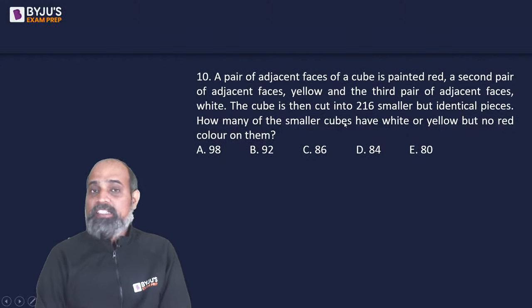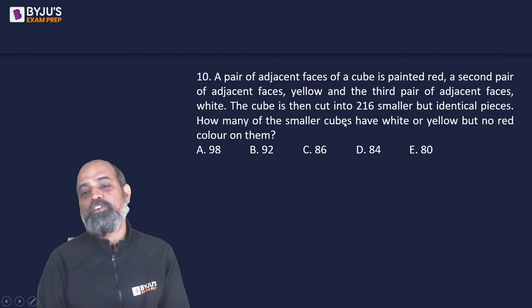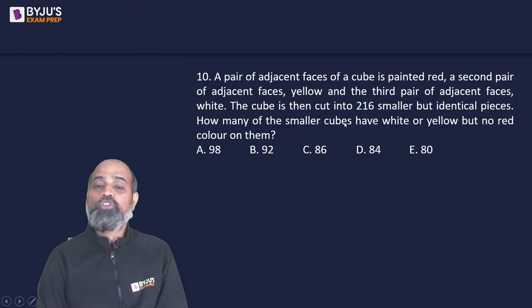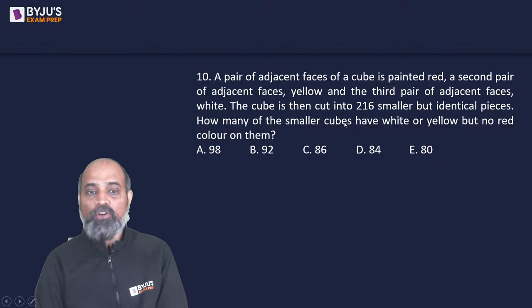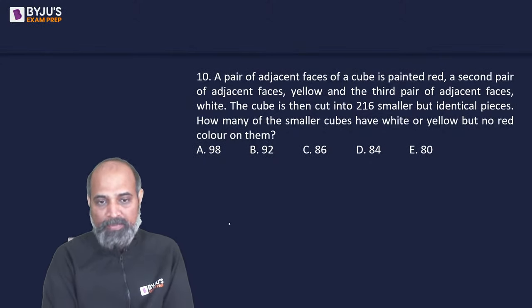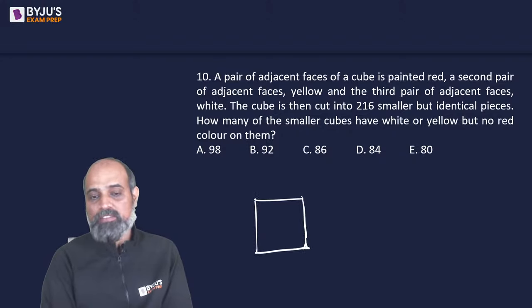A pair of adjacent faces of a cube is painted red. Adjacent. A second pair of adjacent faces yellow, and the third pair of adjacent faces white. The cube is then cut into 216 smaller but identical pieces. How many of these smaller cubes have white or yellow but no red color on them? Now, this is going to be interesting, because unless and until we don't draw anything, we don't visualize it, we won't be able to answer.